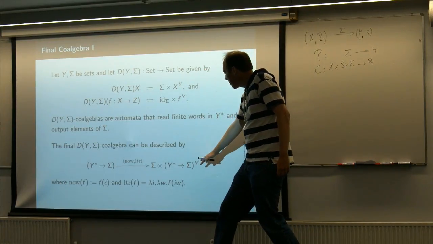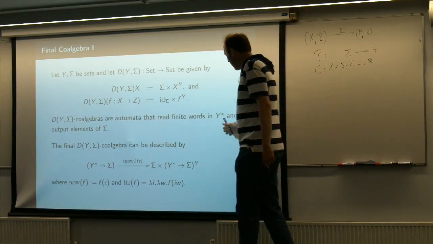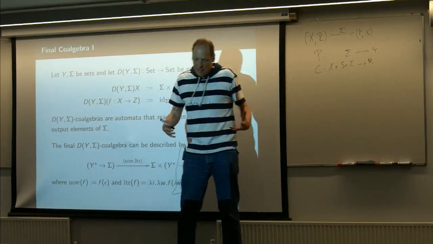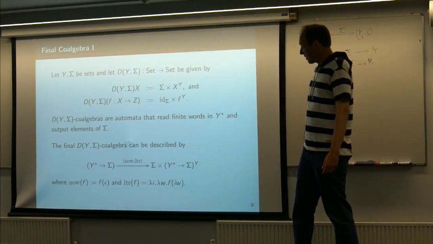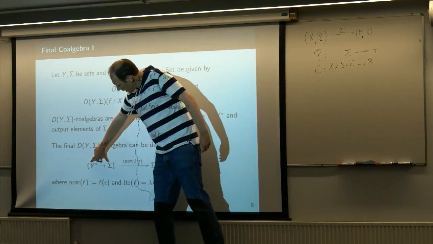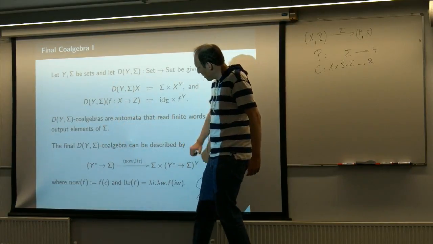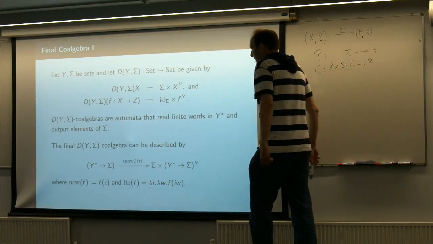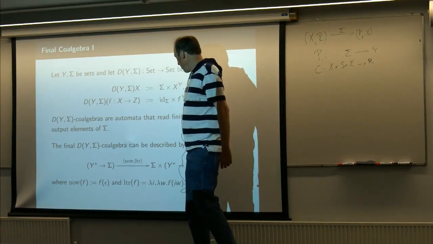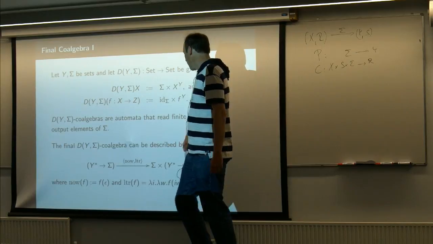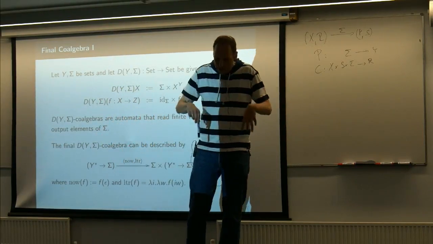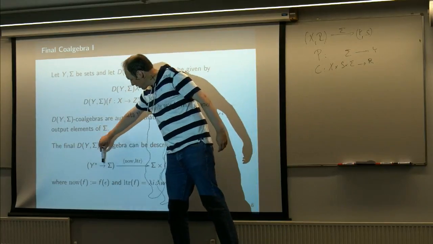This can be described now as follows. I have it here. So its functions from y star to sigma are the states, because the behaviors of these coalgebras are functions from y star to sigma. And now to turn this into a coalgebra of the right type, I have these two functions now and later. And now, what does now do? Well, now basically just outputs the function applied to the empty word. It's like what happens now according to this function.